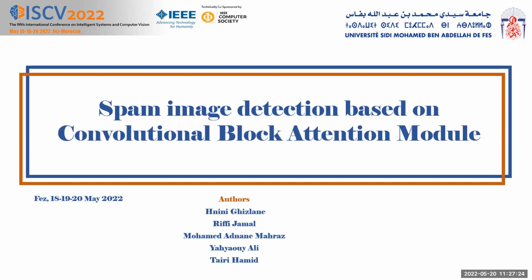The subject, spam image detection based on convolutional block attention model, is a very interesting subject. The proposed architecture combining CNN and CBAM gives 65% of accuracy. Then it's more interesting than other architectures proposed by Shavada and Anadha. Anyway, my question, Rizlan, is about the data set.